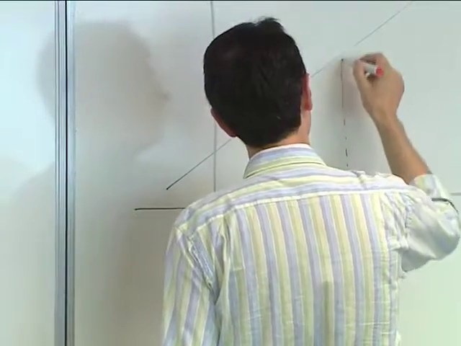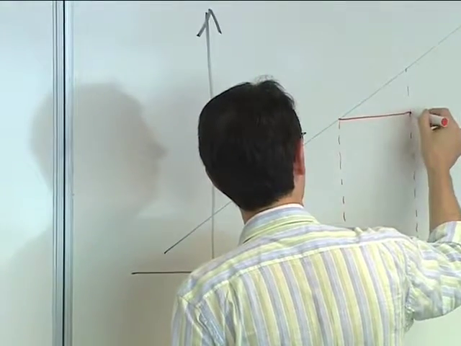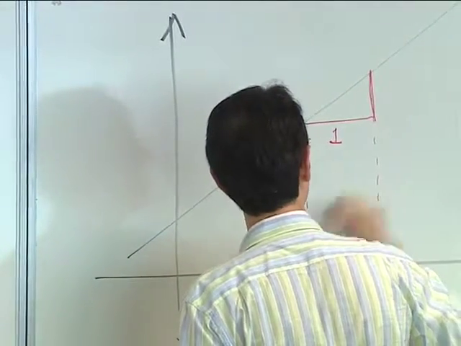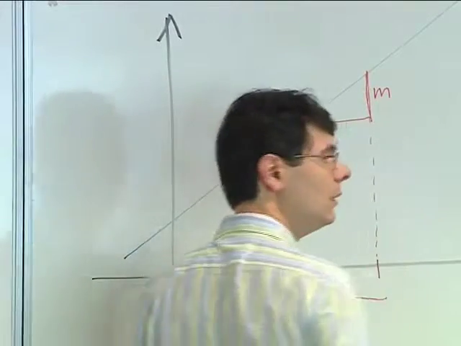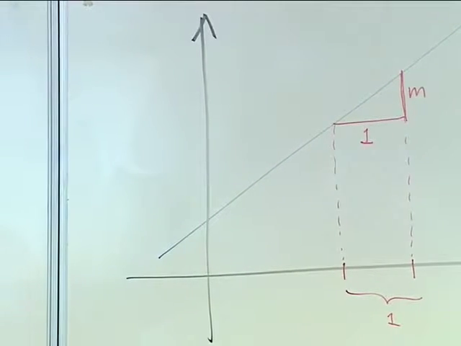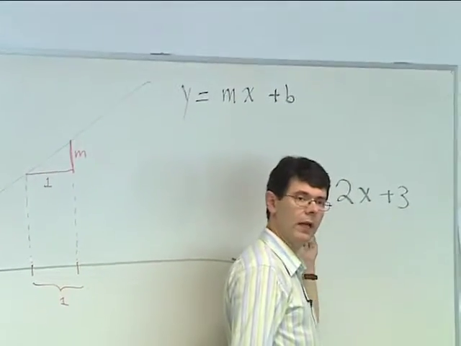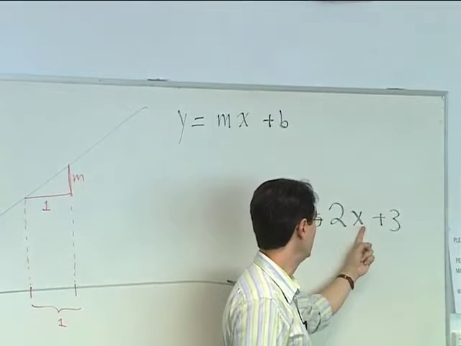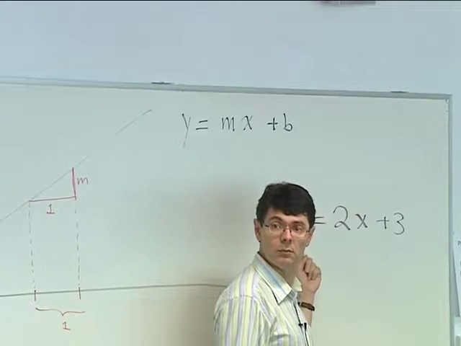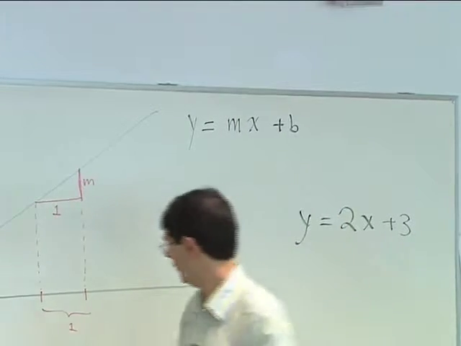So we move that to the line, and check out the vertical displacement. This is 1. This is the vertical displacement. The vertical displacement is the quantity m. Okay? That's what this m means. So in this equation, in this straight line here, if you change your x by 1, your y is going to change by 2. Okay?